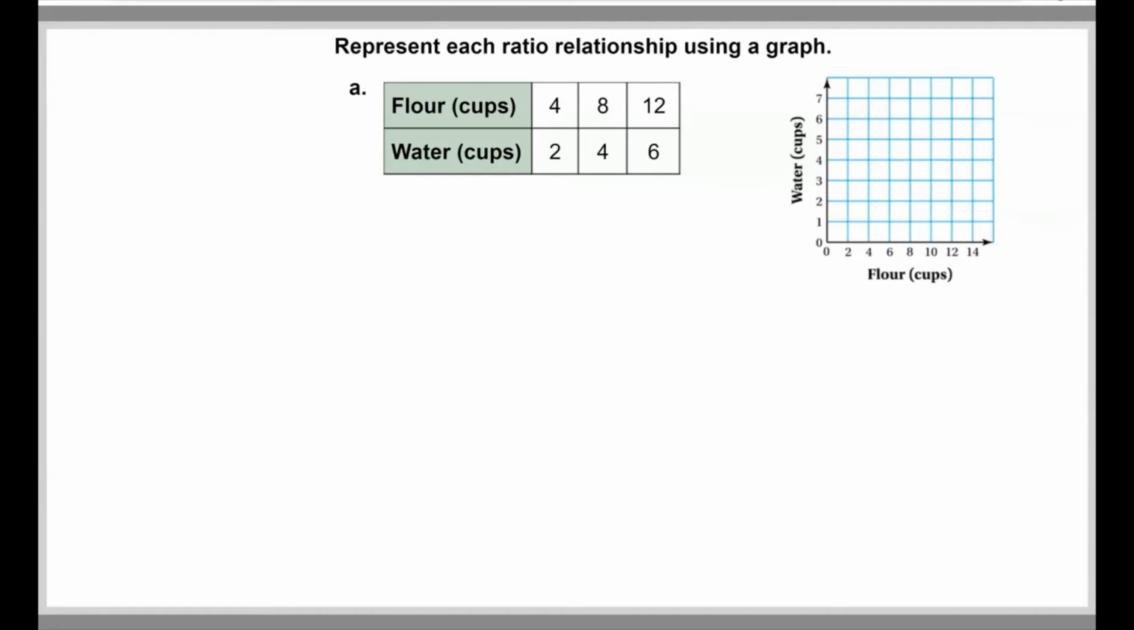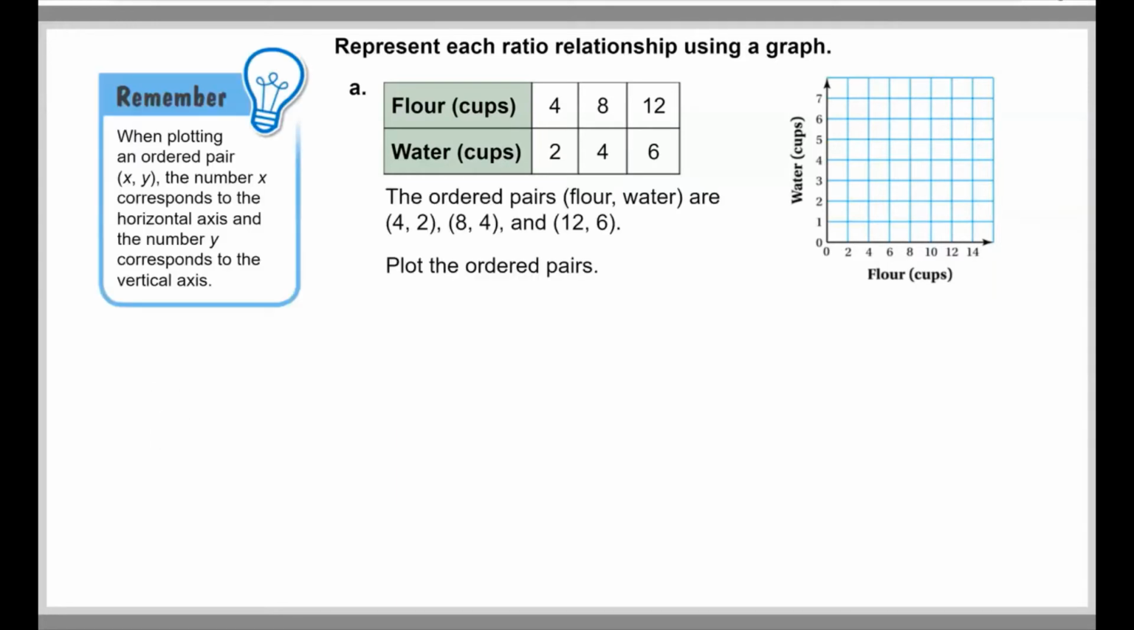So we see when there are 4 cups of flour, there are 2 cups of water. So we can plot that point there. And then we can also see that when there are 8 cups of flour, there are 4 cups of water. So we would plot that point. And then when there are 12 cups of flour, there are 6 cups of water. So we can plot that. And the last step is just to connect these dots by drawing a line through it. And this would be the graph of our ratio.